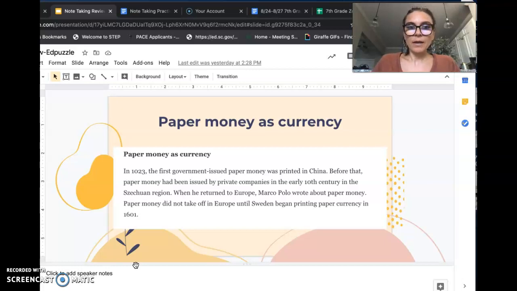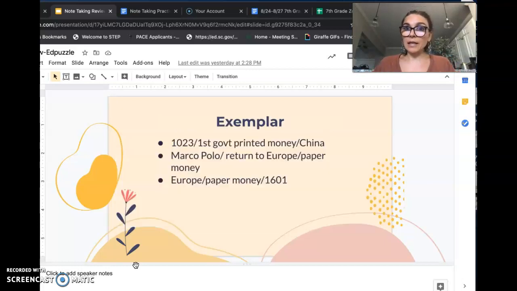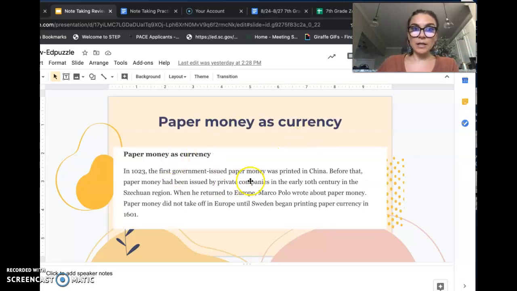Okay. If you had anything like this, then you're on the right track. You could have something different too. So I put 1023 / first government, that means government printed money / China. So this is telling me that in 1023, the government printed the first paper money and it was in China, right? That's what this first sentence tells me. I just condensed it really short.